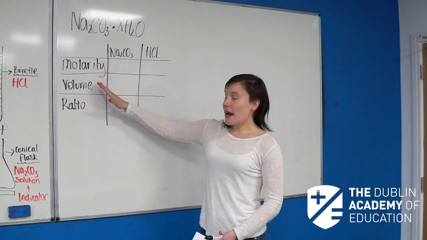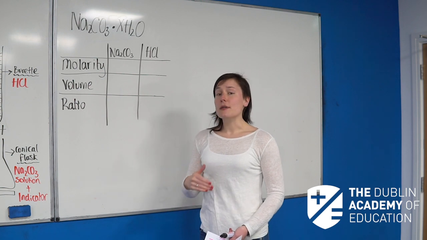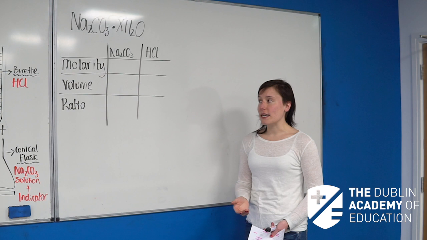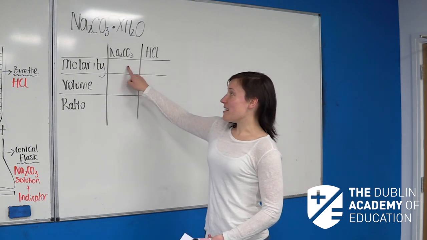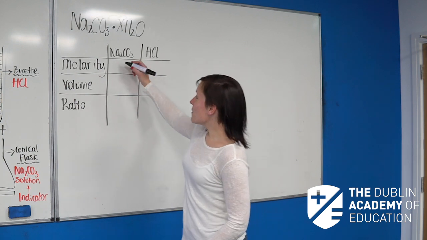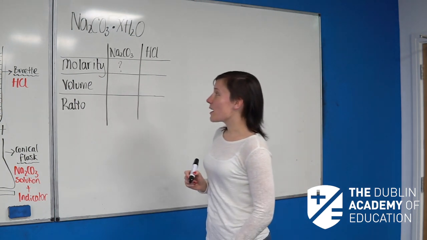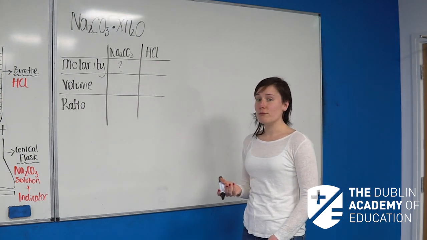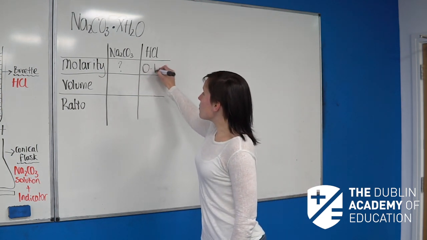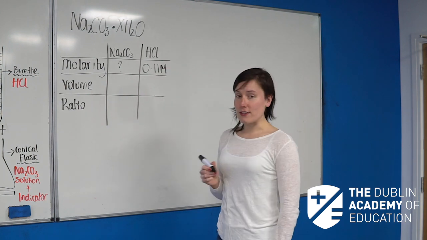So the molarity, which don't forget, molarity means moles per litre, so the concentration of our solution in moles per litre. We don't know that for our sodium carbonate. That's what we're trying to determine here. That's what we're trying to figure out. So I'm just going to put a question mark there because that's our unknown. The concentration of our hydrochloric acid, we're told, is 0.11 moles per litre.